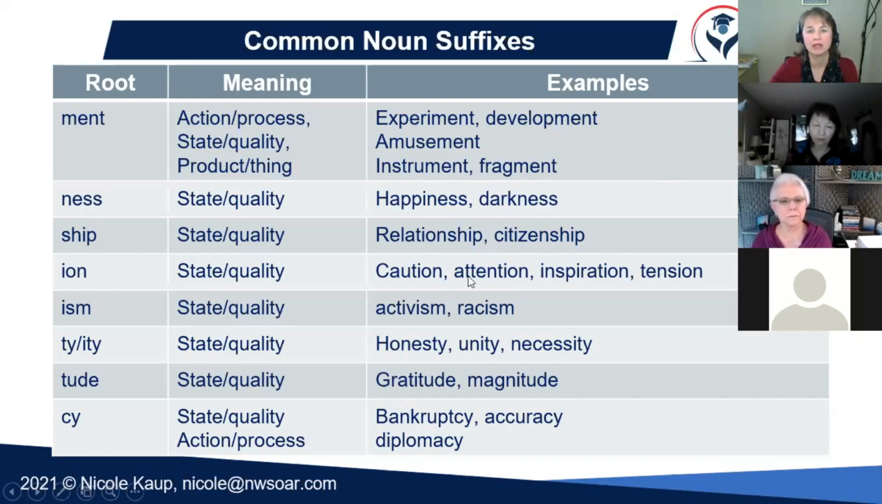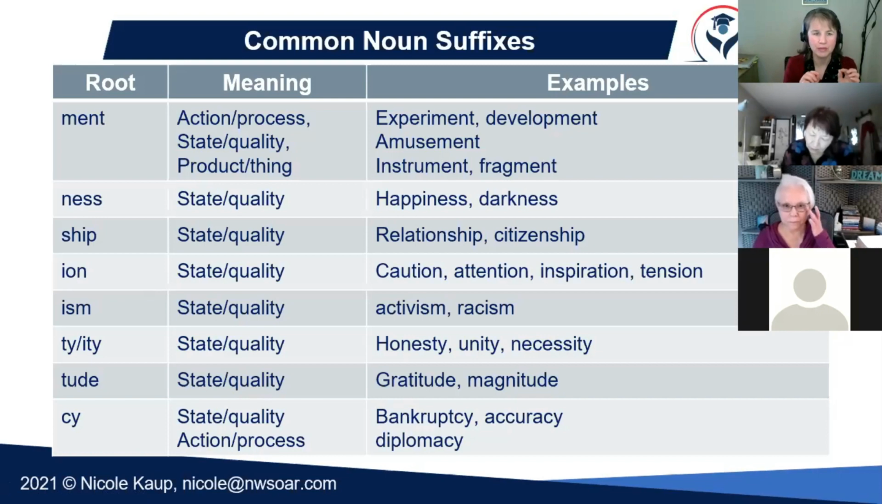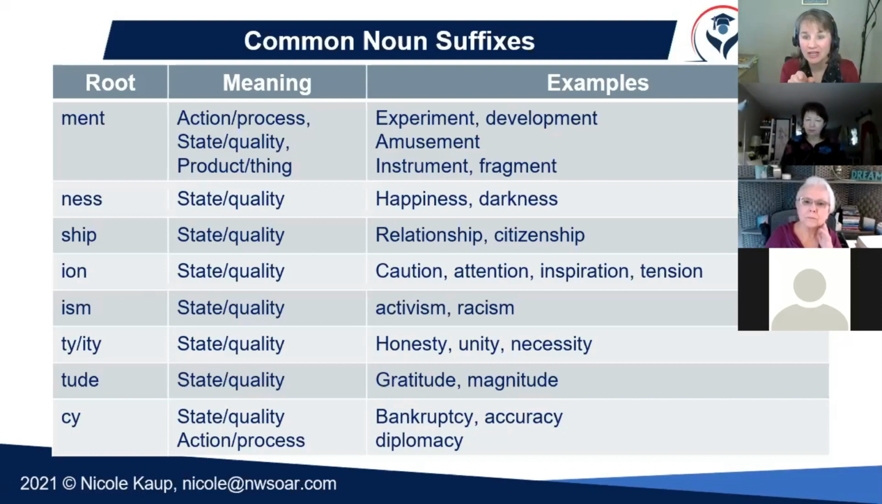So then ION: caution, attention, inspiration. ION really is a variety of endings. It can be ION, it can be TION, it can be SION, it can be ATION. So there's really a whole bunch of them. I just abbreviated it to ION to do it in the short form here. But you'll notice caution is TION, attention is TION, inspiration is ATION, intention is SION. So they're really a variety of different endings there, but they all have that same meaning.